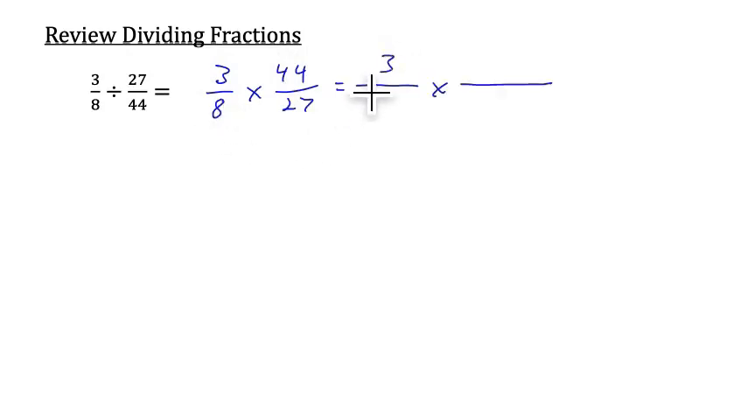So same question, just looks different. This 8, I'll rewrite that as 4 times 2. The 44, I'll rewrite that as 4 times 11. And the 27 as 3 times 9. 3 divided by 3 equals 1. And 4 divided by 4 equals 1. Multiplying across the top, we get 11. And 2 times 9 equals 18.